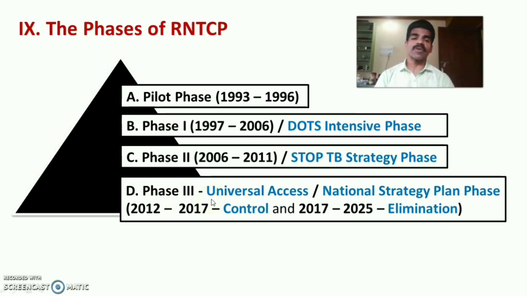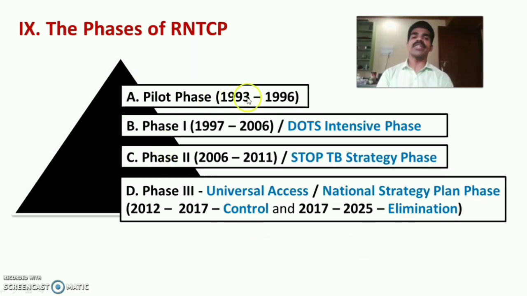Phase 3 of RNTCP, also known as the Universal Access Phase or National Strategy Plan Phase. There are two national strategies: the National Strategy Control Phase, the period between 2012 to 2017, followed by 2017 to 2025, the National Strategy Elimination Phase of tuberculosis. So these are the phases of RNTCP.